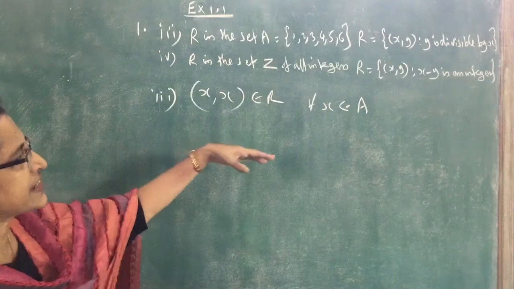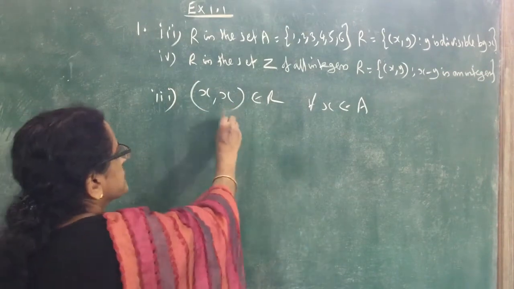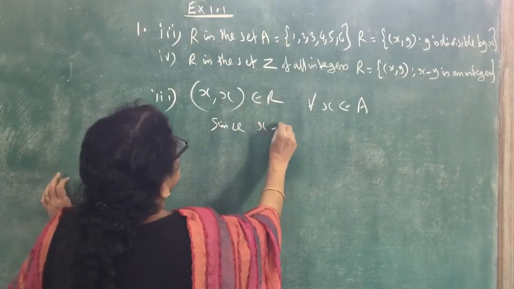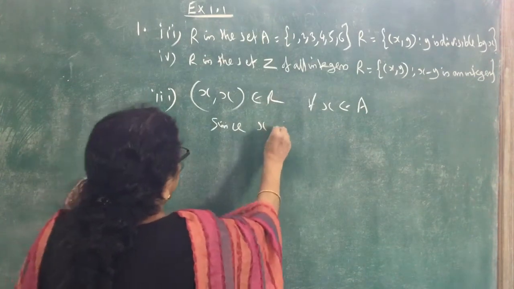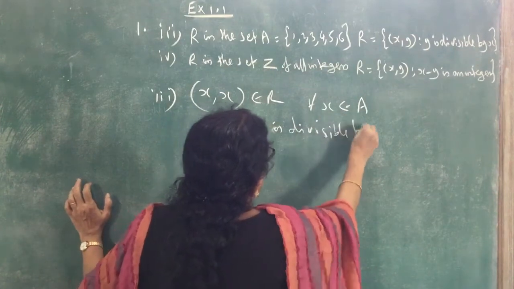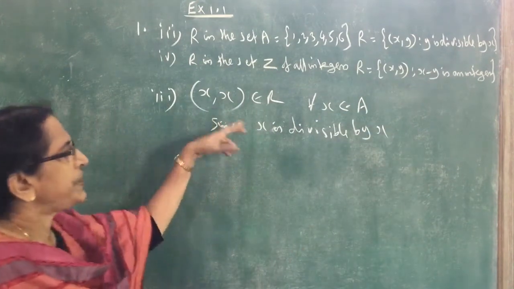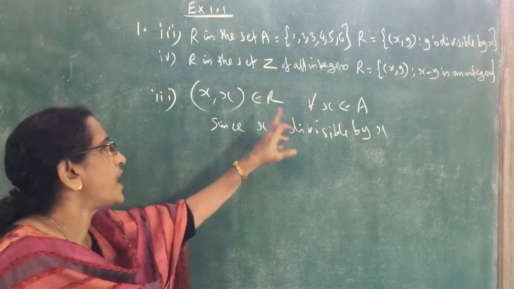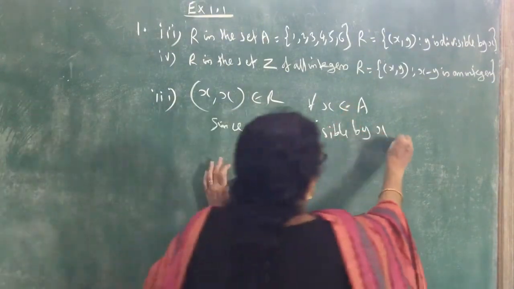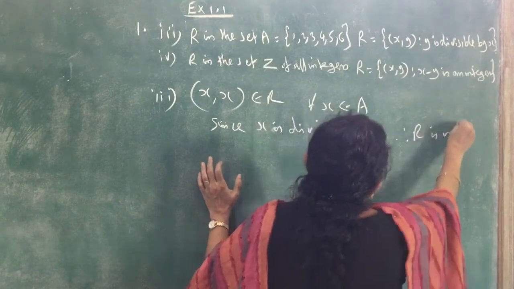Since x is divisible by x, for every x belongs to A, (x, x) belongs to R. Therefore R is reflexive.